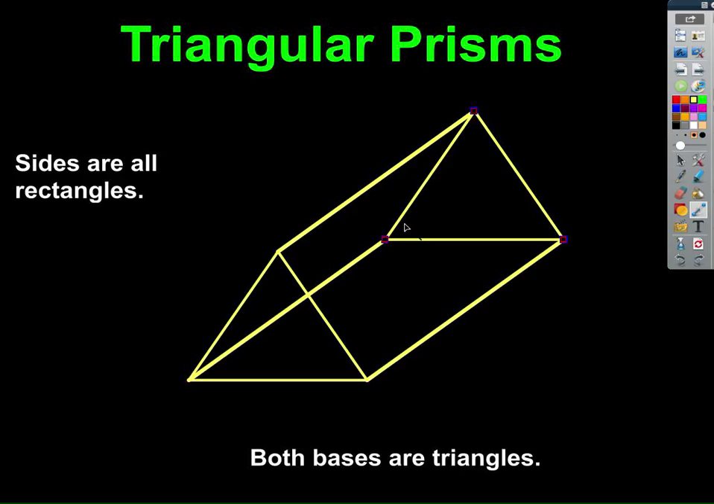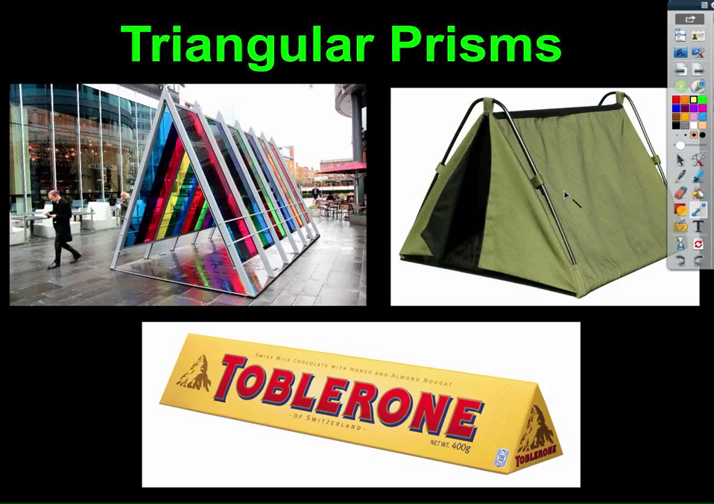Next we have a triangular prism. Notice there's triangles on the front and the back, and the shapes that connect those triangles together are rectangles. So that's what makes this a prism, so this is called a triangular prism. And if you notice, it looks like tents or Toblerone candy.